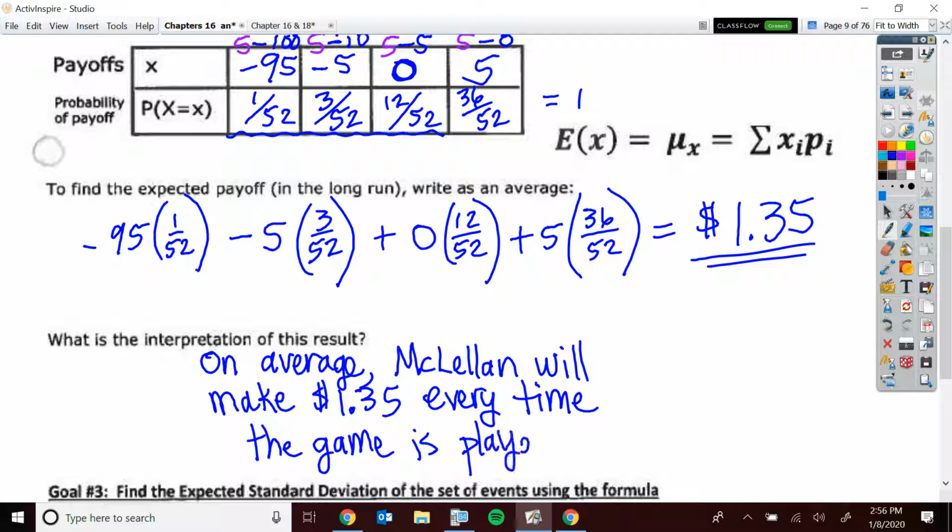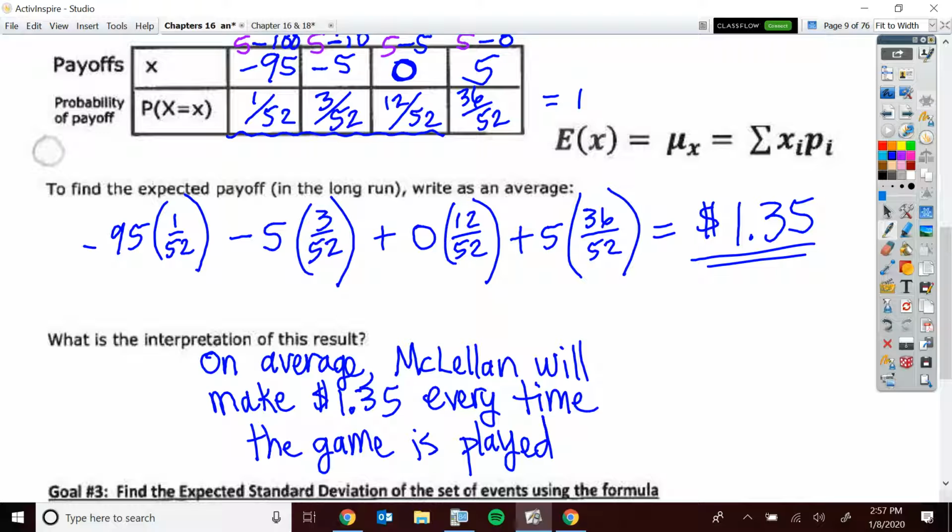On average, first of all, do I profit or do I lose money in the long run? It's positive. This is about me profiting. I make $1.35. You're losing $1.35 on average. Every single time the game is played, I am making $1.35 on average. Now, can that really happen? Can somebody make $1.35 on a play of the game? No, but that's the average.